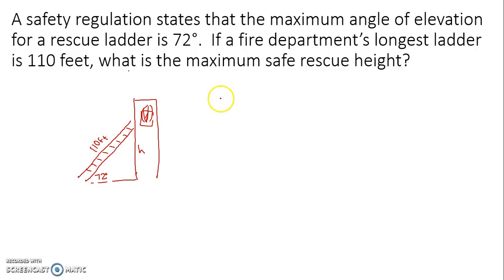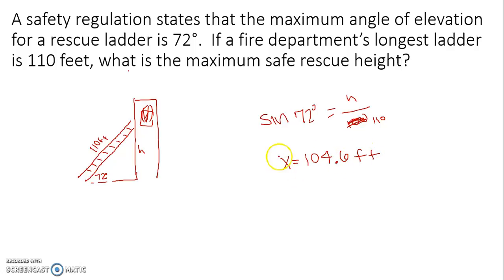Looking at that right triangle, that is going to be sine. So I'm going to set up my equation. Sine of my angle is my opposite over my hypotenuse. I need to be in degree mode, so I'm going to double check my calculator, and then I can just type this in. And I got 104.6 feet. Make sure you include your units on here.